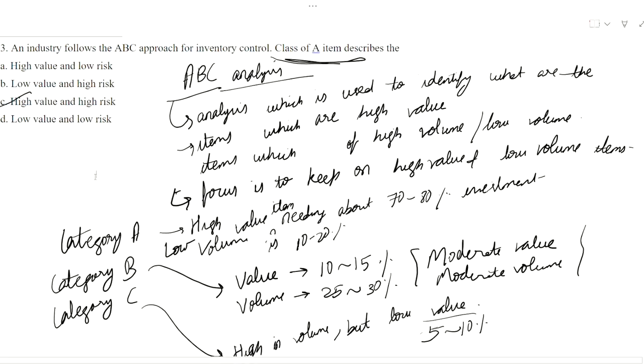Now, the ABC approach for inventory control has three categories. The first category, A, is the high value items needing about 70 to 80% of the investment. Category B is the moderate value items, which will be around 10 to 15% of value, and the volume will be around 25 to 30%. Category C is high in volume but low in value.